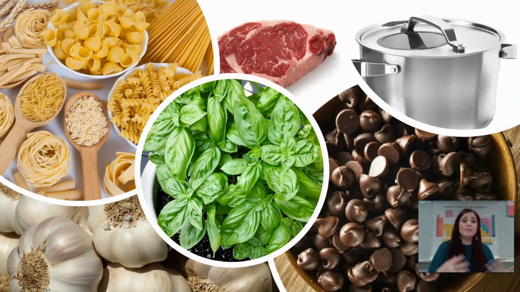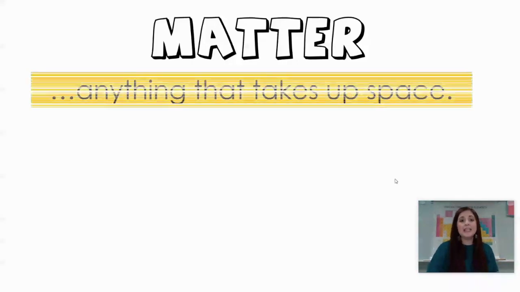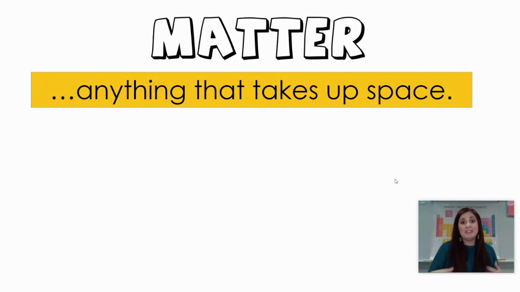So I have all of these different images here that you would find in the kitchen. There's some pasta, there's garlic, basil, steak, even the pots and pans you're cooking with, chocolate chips. All of these have something in common. And what these all have in common, and really everything that we can think of, is that all of these different substances are what we call matter. And matter is literally anything that takes up space. So for us to call something matter, it has to take up space.